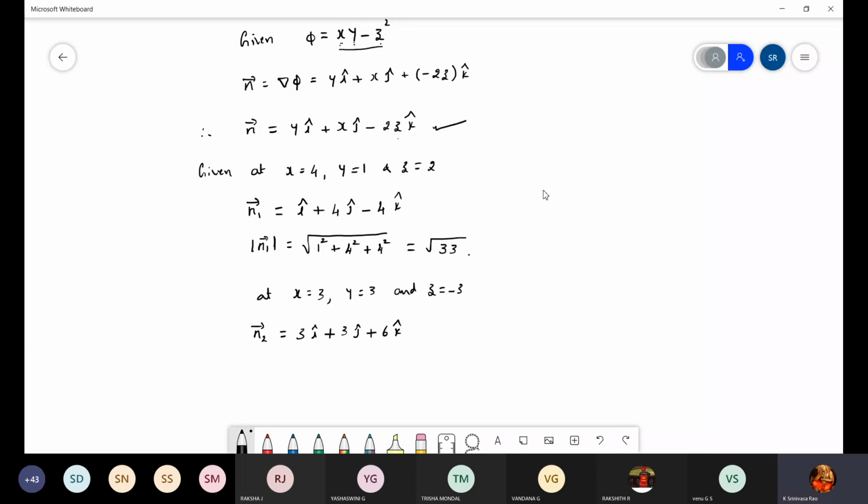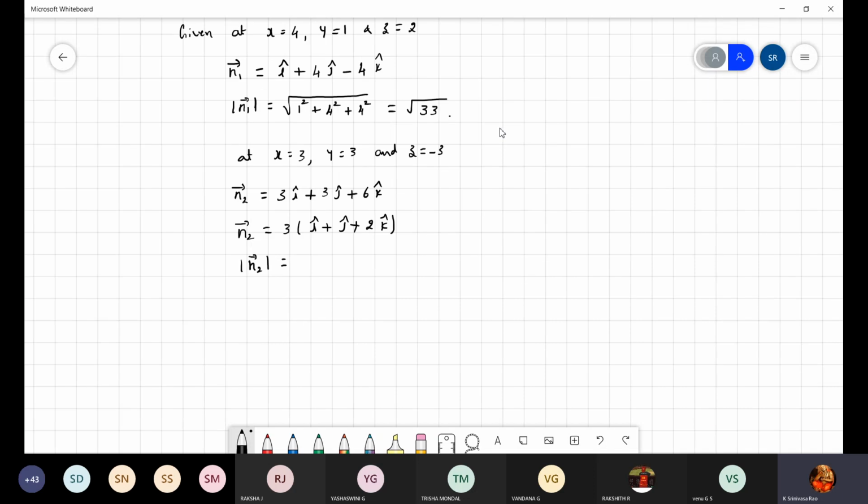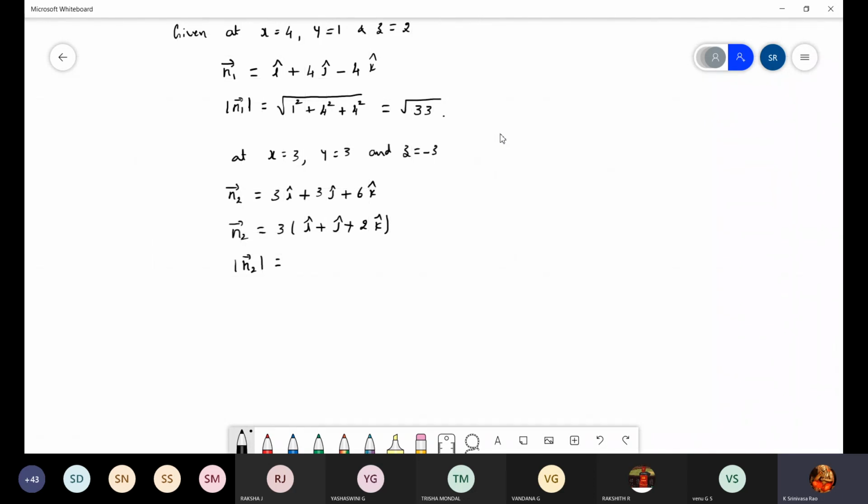Okay, so since I can take 3 common, because to calculate the magnitude it gives a big number, it is better to take 3 common, so then you can calculate its magnitude. You will get i cap plus j cap plus 2k cap. Therefore magnitude of n2 equals 3 into the square root of 1 square plus 1 square plus 2 square is 4.